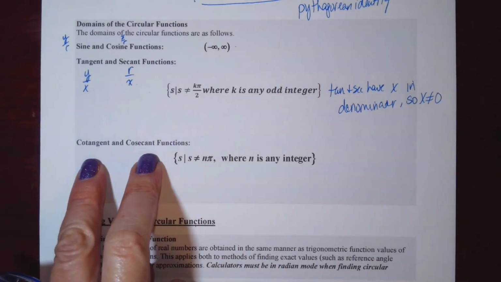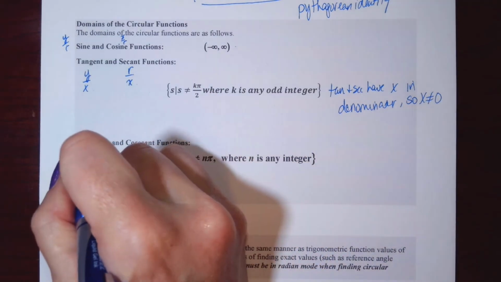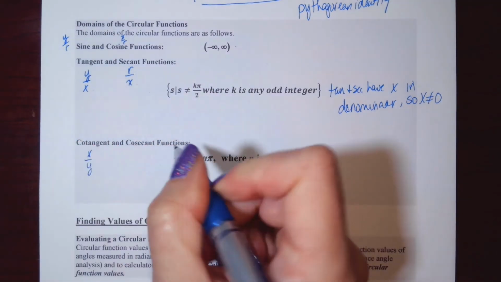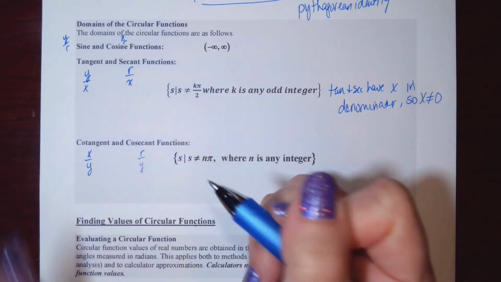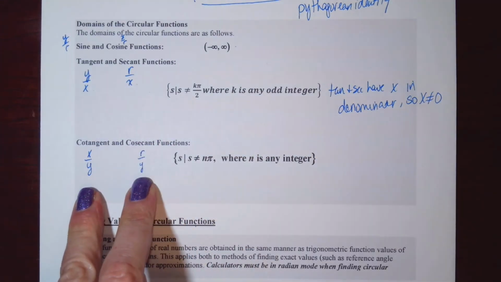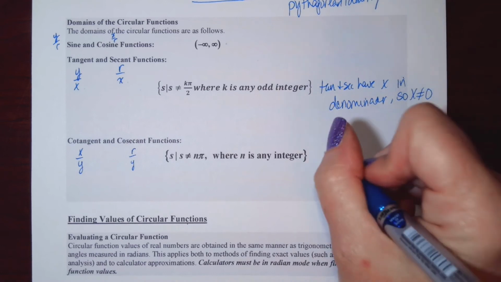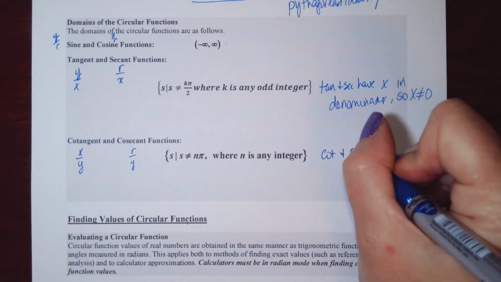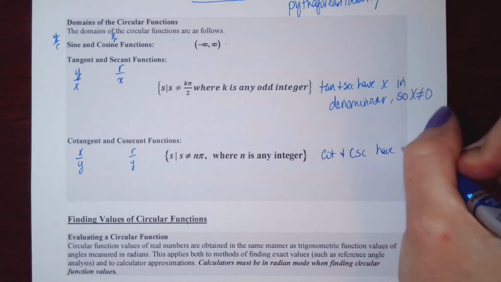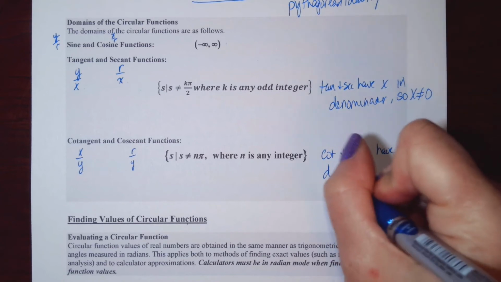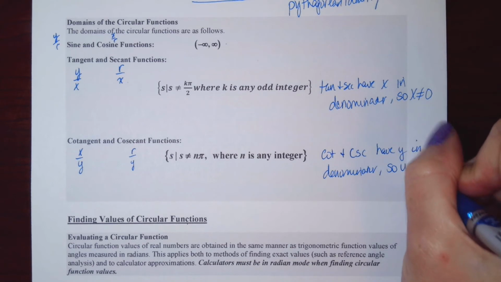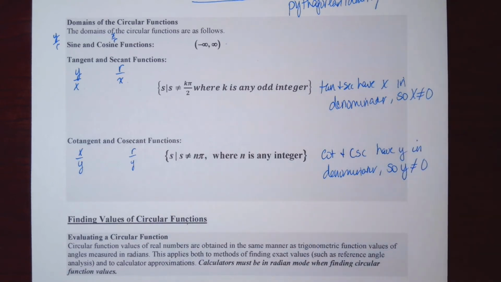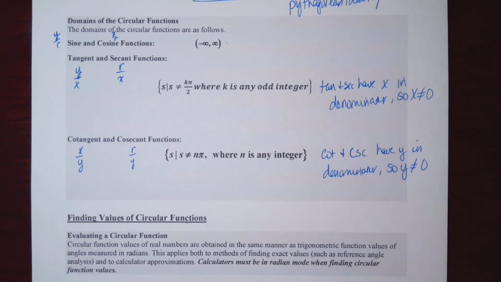Now let's look at cotangent and cosecant. Well, cotangent is x over y, and cosecant is the reciprocal of sine, so it would be r over y. So now I have y in the denominator. So cotangent and cosecant have y in the denominator, so they are going to be undefined when y is 0. Y cannot be 0 if I have a function value for cotangent or cosecant.